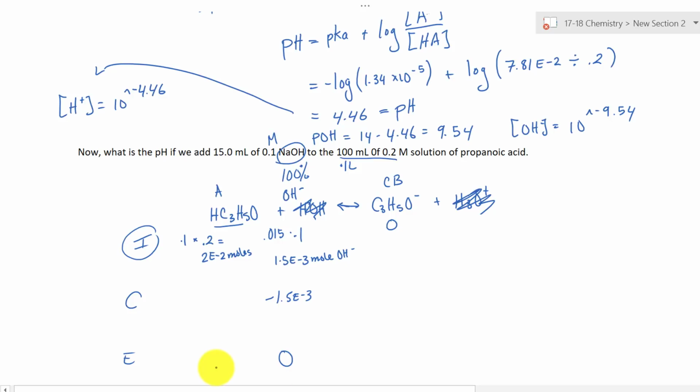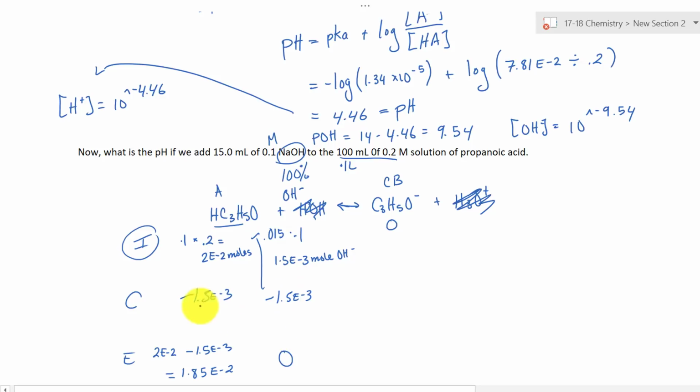We're going to use all of this. All of this is going to react with this right there. So if we are reacting with this, this is going to get used up on the reaction side, right? So we're going to minus 1.5 e to the negative 3 as well. So we minus this, and at equilibrium, we would have 2e minus 2 minus 1.5 e minus 3. And this gives us 1.85 e to the negative 2. And of course, this is 0.